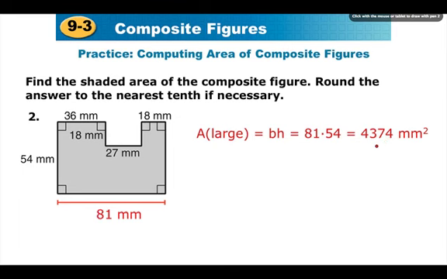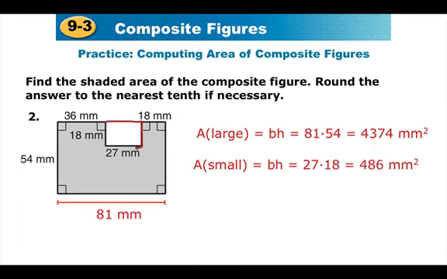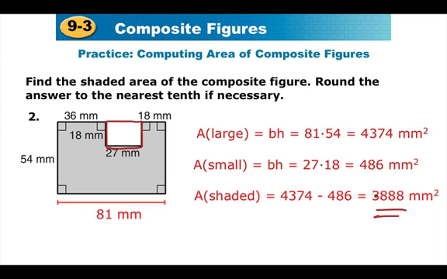Then I'm going to find the area of the small rectangle, which is this rectangle here. So all I need to do is take the base and the height, find the product, and this is what I get. At this point, to find the area of the shaded portion, I am going to take the area of the large rectangle and subtract the area of the small rectangle. Once I do that, this is my answer: 3,888 square millimeters. Let's go to number 3.